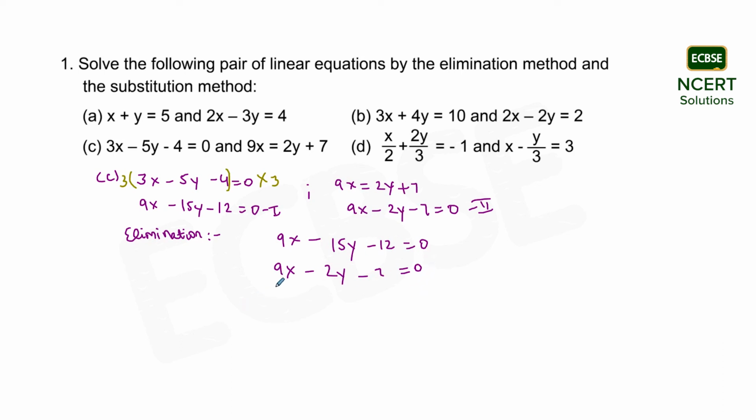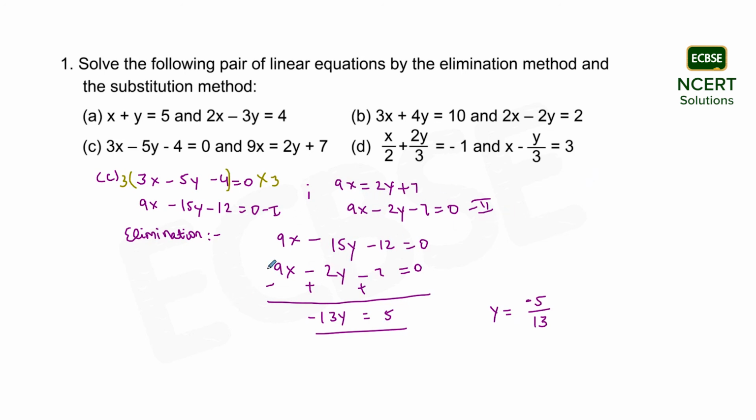Now the next step is, we have to subtract the second equation from the first equation. That means we need to change the sign of the second equation and then add it with the first equation. So here it will be minus 13y is equal to minus 5. If we take it to the right side, it will be 5. So y is equal to minus 5 by 13.